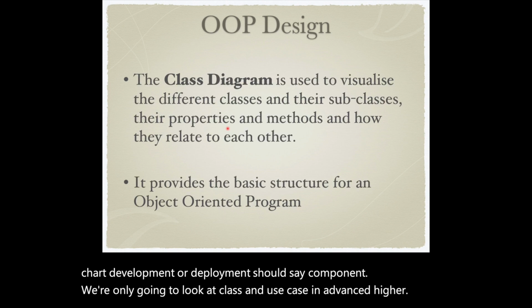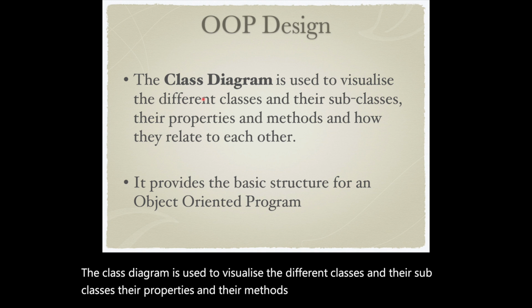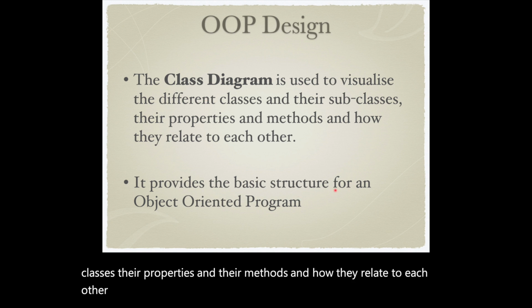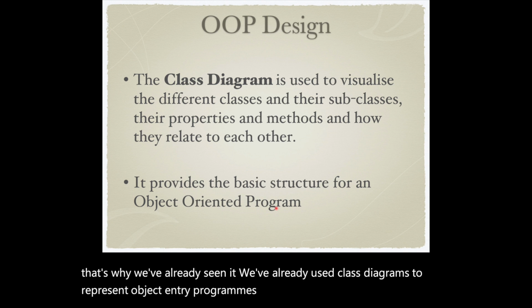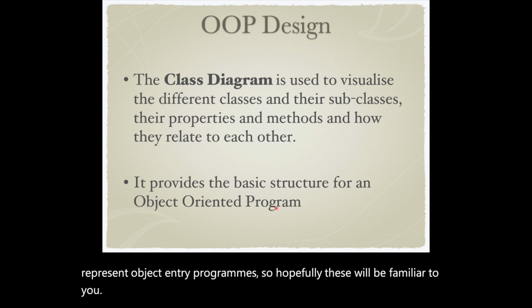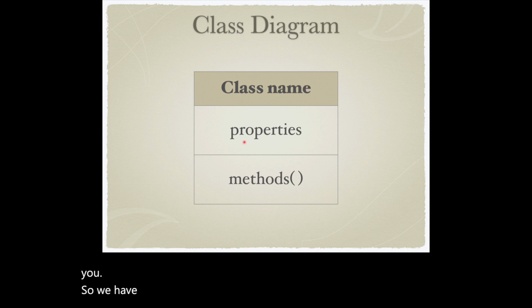The class diagram is used to visualize the different classes and their subclasses, their properties and their methods, and how they relate to each other. It provides the basic structure for an object-oriented program, and that's why we've already seen it. We've already used class diagrams to represent object-oriented programs, so hopefully these will be familiar to you. So we have the class name, properties, and methods. Let's look at these in detail.